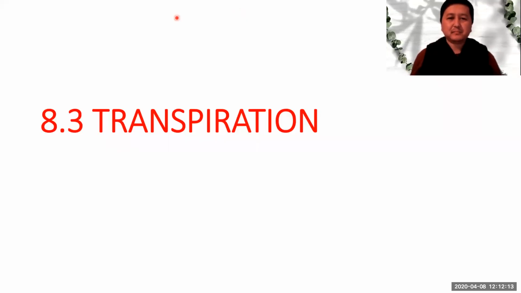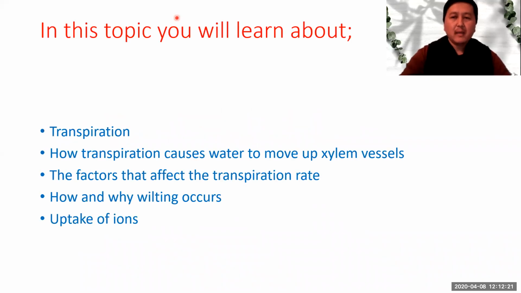Hi guys, today we will study transpiration in plants together. In this topic we will learn about transpiration, how transpiration causes water to move up xylem vessels, how the water is transported, and the factors that affect the transpiration rate. We will also see why wilting occurs when the plant cannot take enough water, and how plants take minerals from soil and transport them to other parts of it.